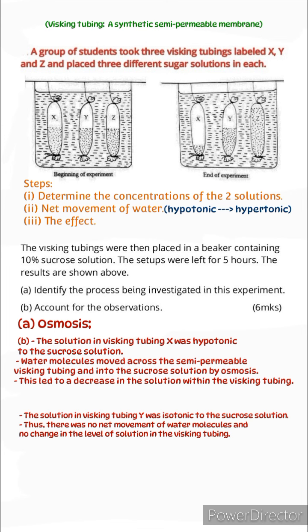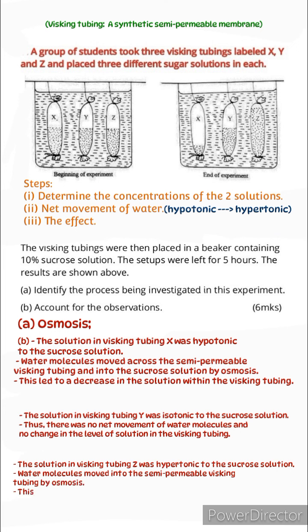Last one, Z. Now, with Z, there's actually an increase in the solution in the whisking tubing. Now, let's remember our point. Water molecules move from hypotonic to hypertonic. So, if Z is gaining water molecules, that means that it's hypertonic to the sucrose solution. So, the solution in whisking tubing Z was hypertonic to the sucrose solution. Therefore, water molecules moved from the beaker and into the semi-permeable whisking tubing by osmosis. What are the effects to this? An increase in the volume of the solution in the whisking tubing.